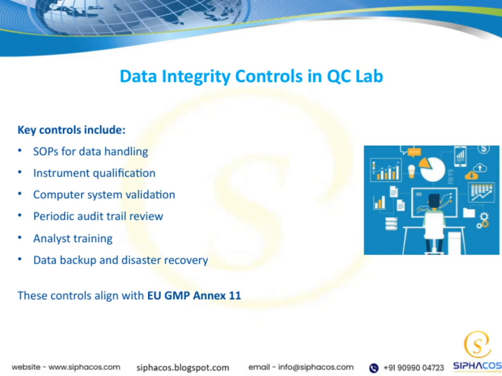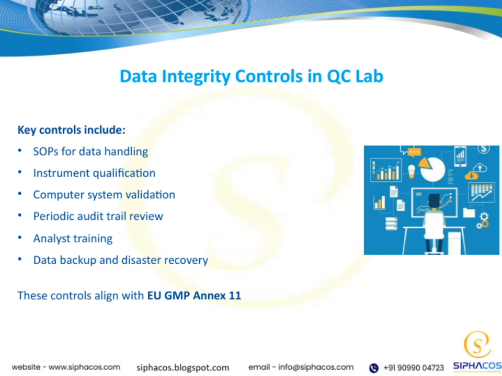Let's take a closer look at data integrity controls in the QC lab. These controls are essential for ensuring the accuracy, consistency, and reliability of our data. One of the key aspects is having clear SOPs for data handling, which guide our team on how to manage data properly throughout the process. Instrument qualification is also critical, as it ensures that our equipment is functioning correctly and producing valid results. Computer system validation plays a major role too, confirming that our digital systems are secure, accurate, and operate as intended.